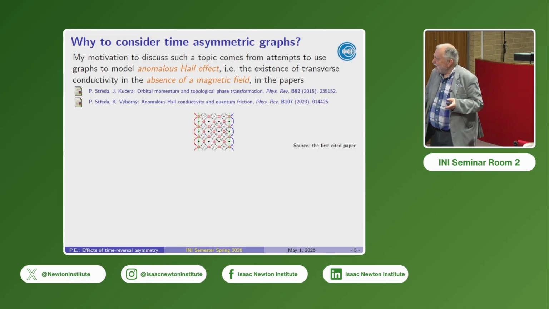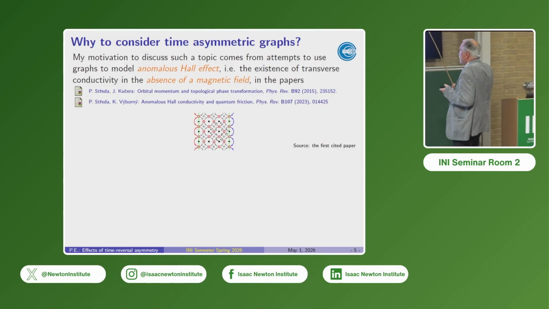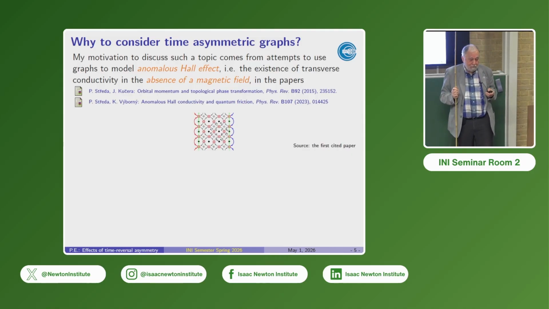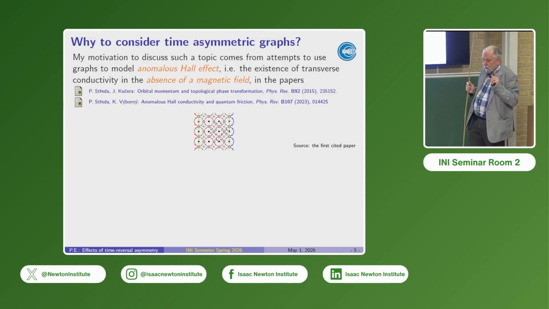Okay. So now our physicist friends try to model the anomalous Hall effect. Everybody knows that the quantum Hall effect is a great thing. I mean, two Nobel Prizes. And its mechanism is well understood. But there is the anomalous Hall effect, the same thing, transverse conductivity, but without the magnetic field. And there the mechanism is much less clear.